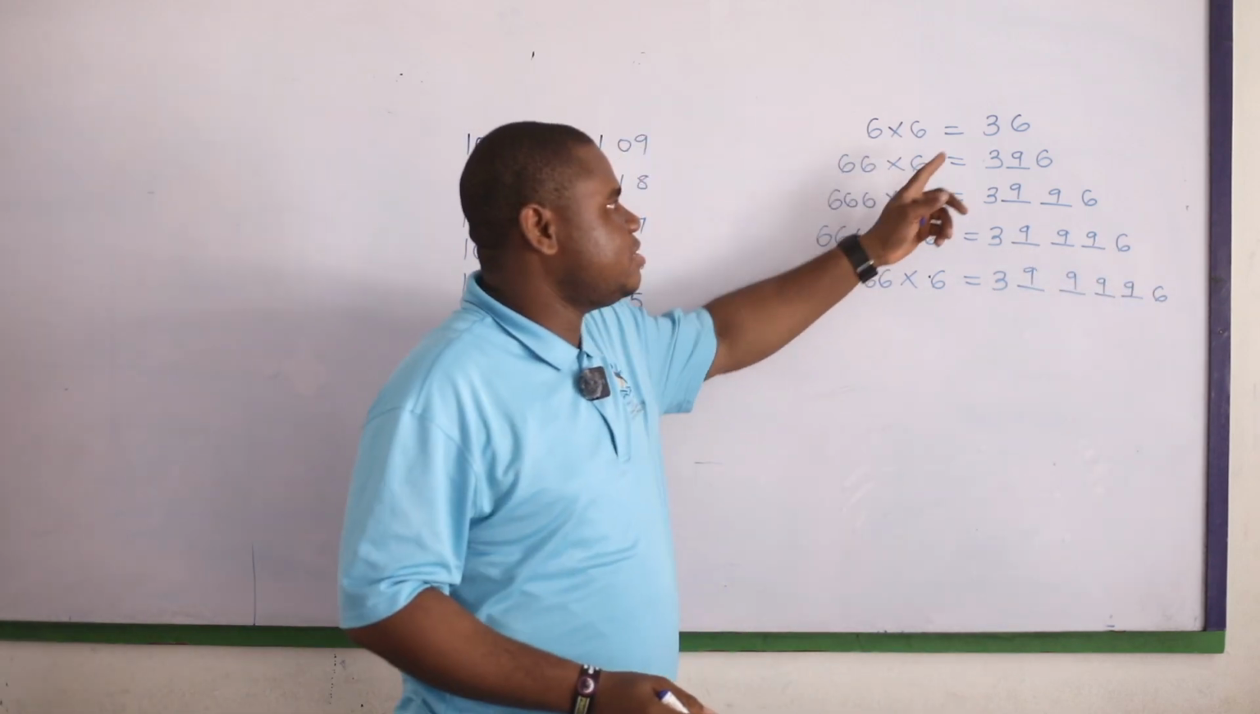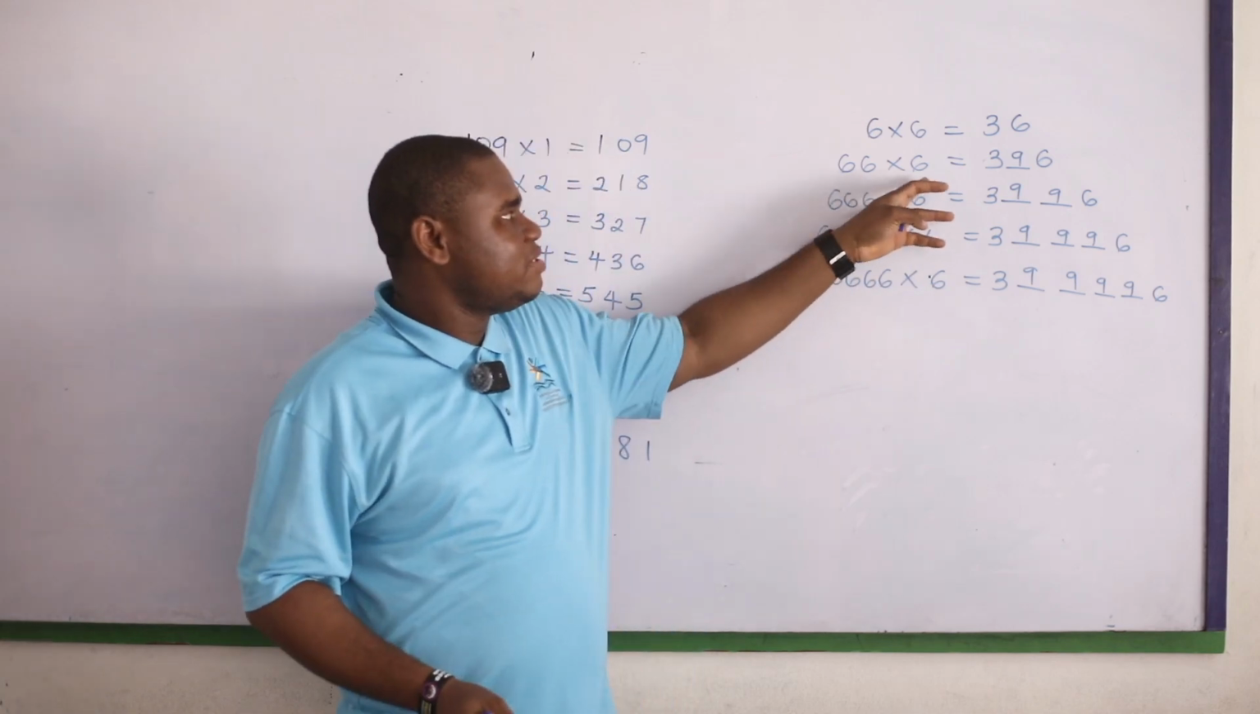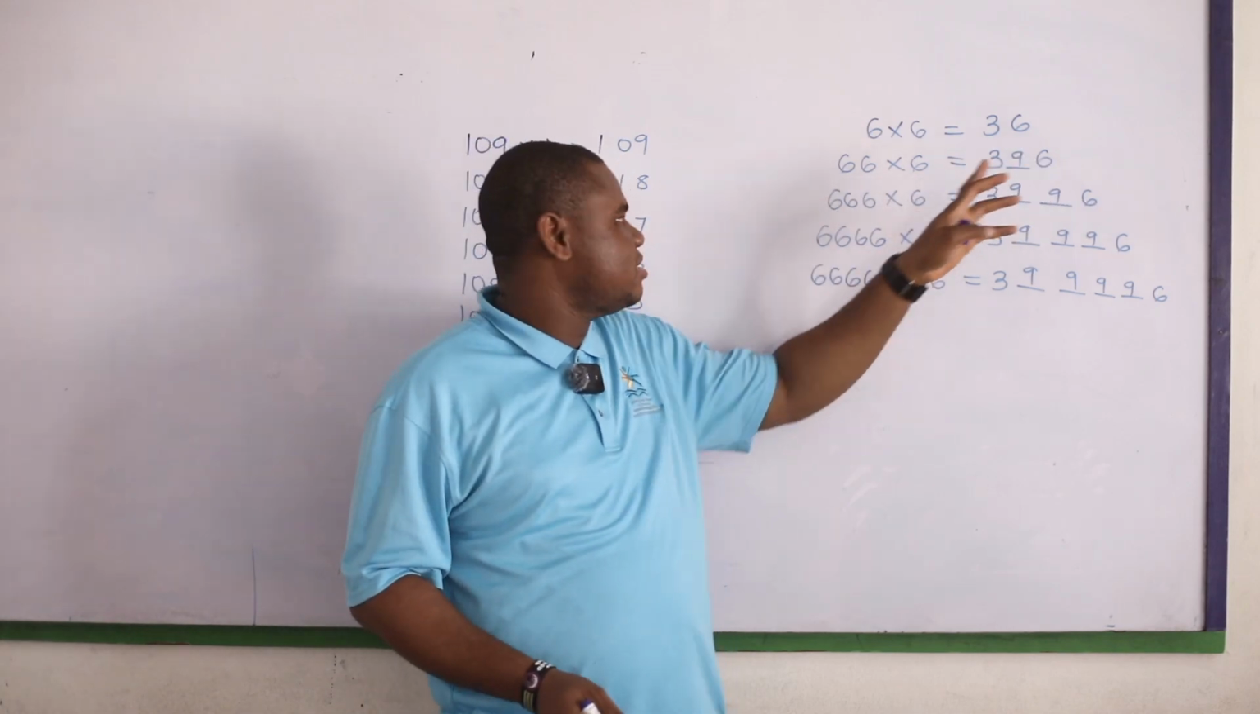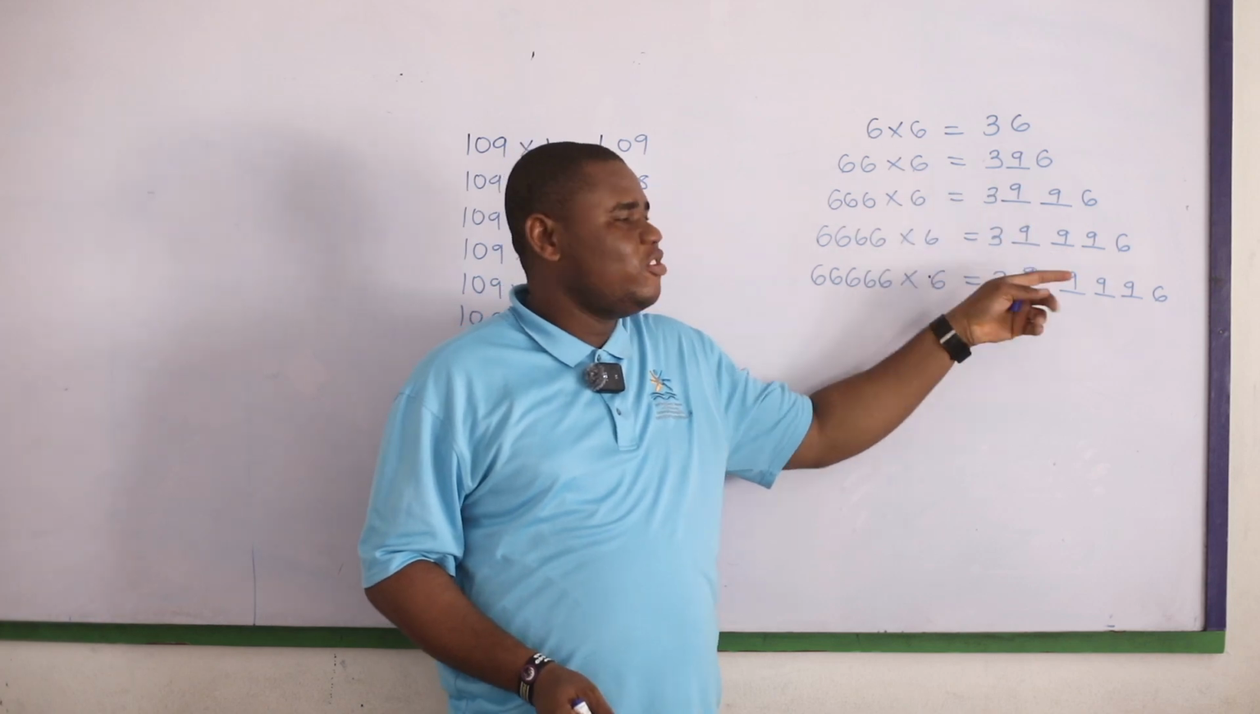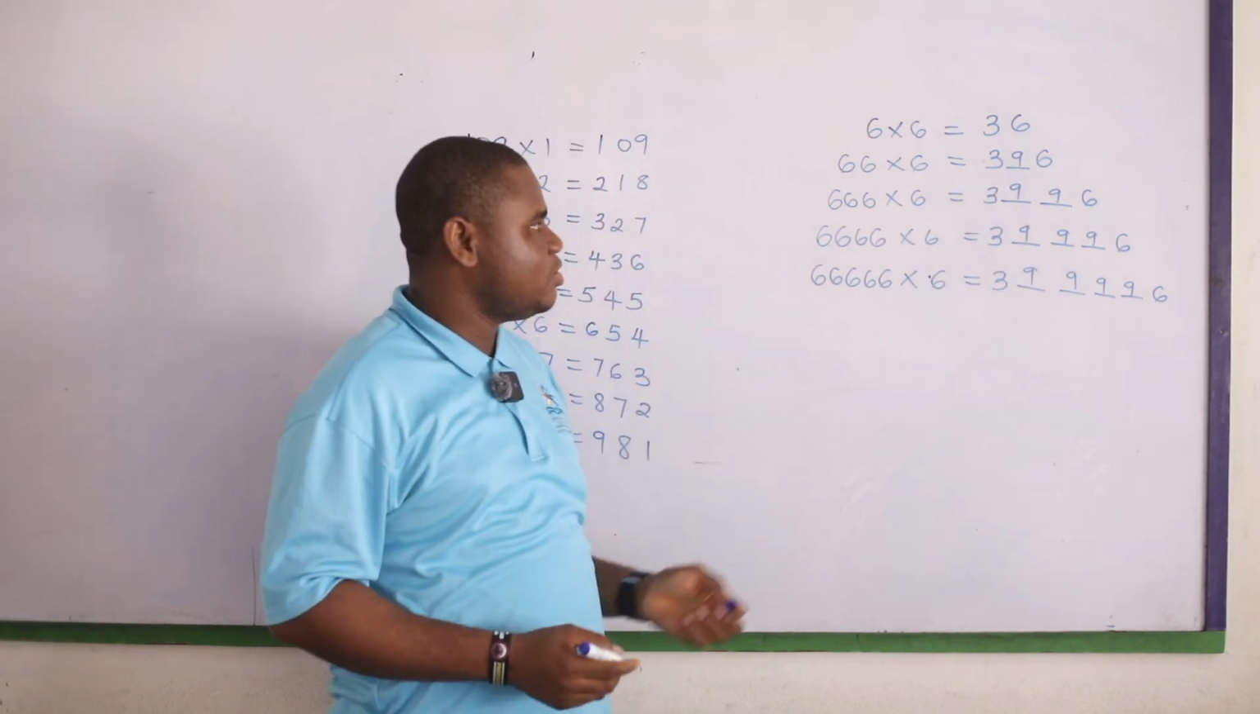So 6 times 6 is 36. 66 times 6 is 396. 666 times 6 is 3,996, and so on and so forth.